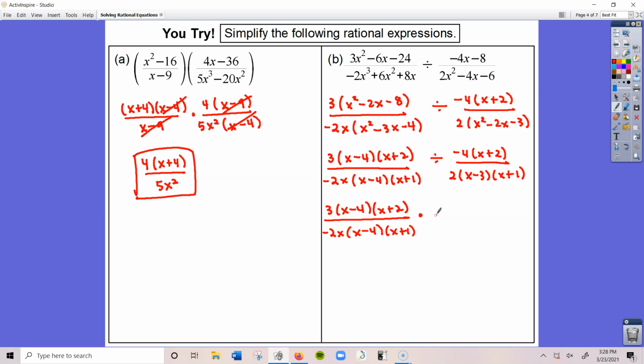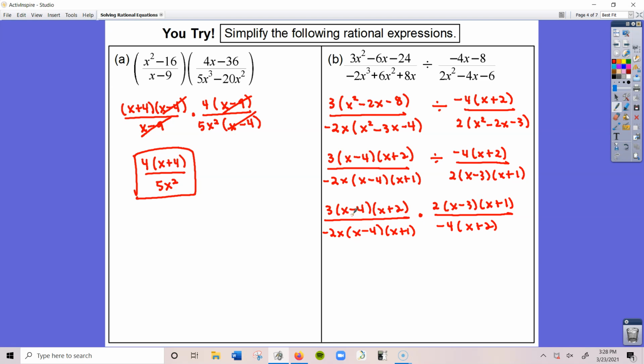Change to multiplication. Negative, oh, sorry, I was about to just copy it down again. We have to flip the second fraction because we're going to multiply by the reciprocal. So 2 times x minus 3, x plus 1, all over negative 4, x plus 2.